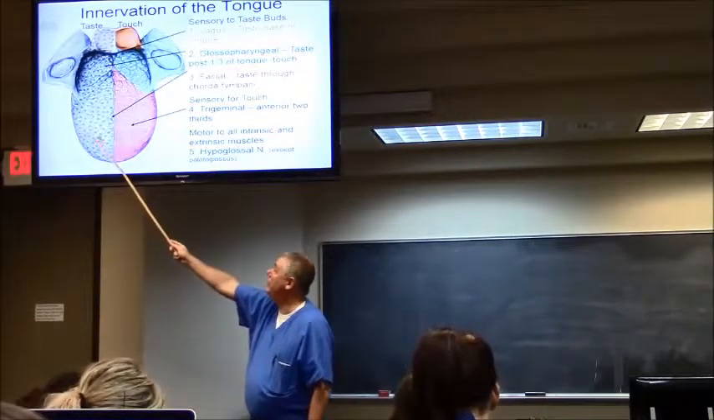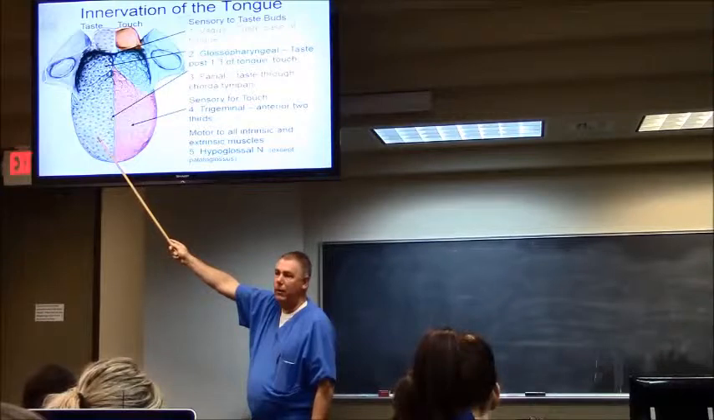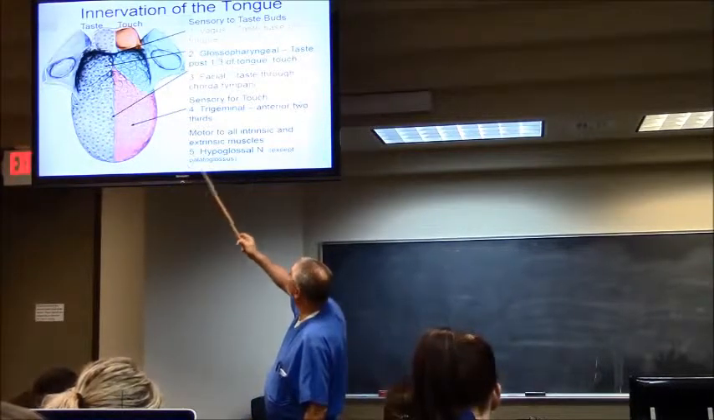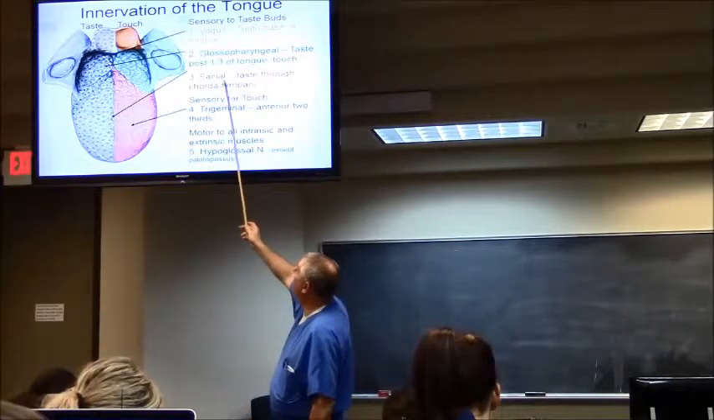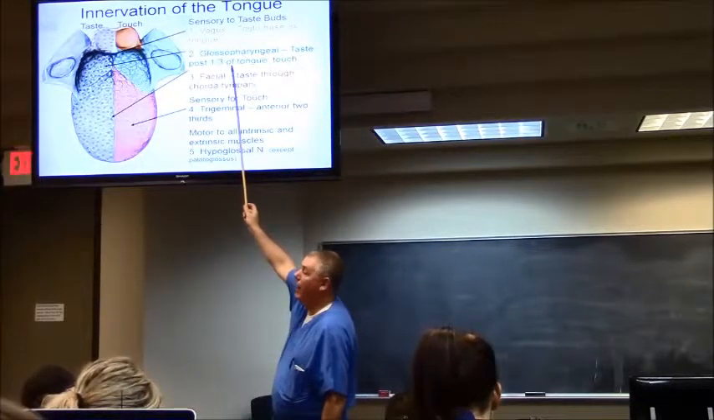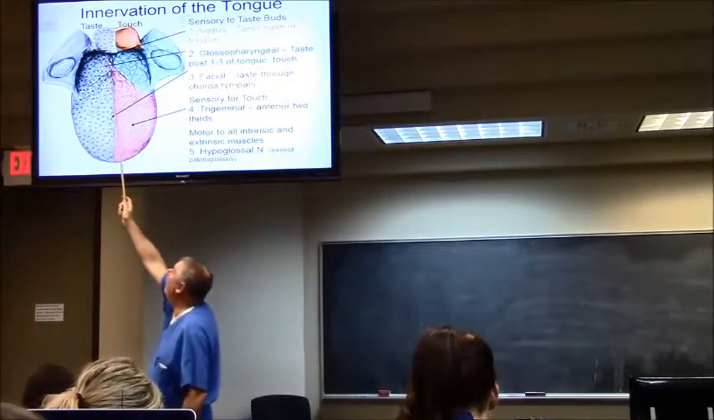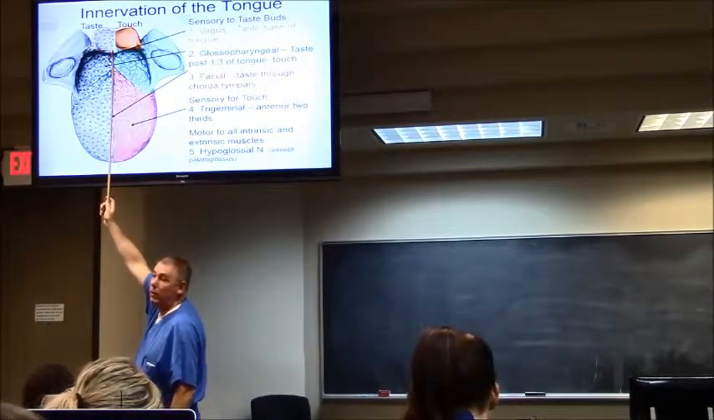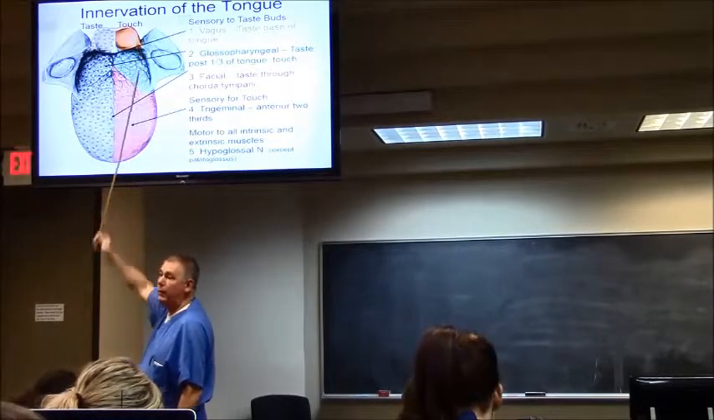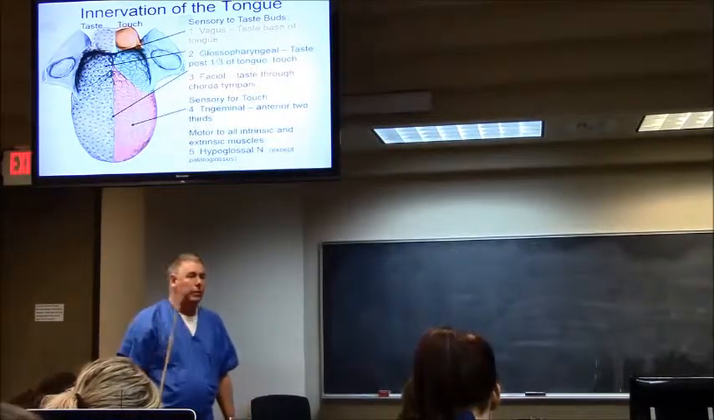The taste buds in the anterior 2/3 are innervated by what nerve? Chorda tympani of 7. Taste buds to the posterior 1/3 are innervated by 9. And then there are taste buds back here on the epiglottis and at the base of the tongue. They're innervated by 10. So we have 5 cranial nerves that go to the tongue.